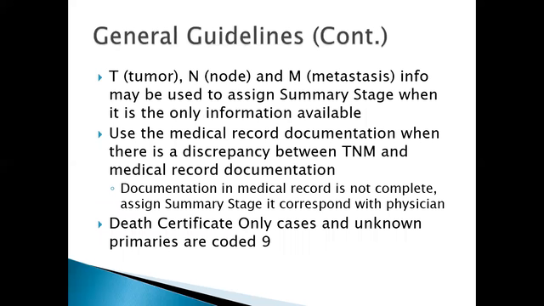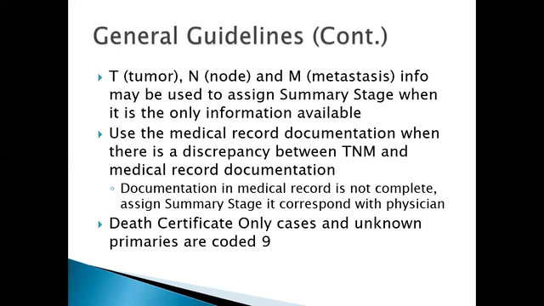Once in a while, and hopefully this won't happen very often, let's say the patient had all their workup and their surgery at a different facility and comes to your facility for radiation therapy or just chemotherapy, and you don't have access to any of that previous information. All you have is the oncologist staging it, using T, N, and M. Well, you can use their T, N, and M information to assign the SEER summary stage if that's all you have. That's fine.